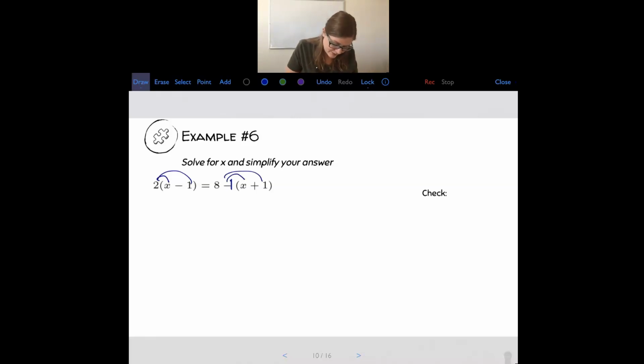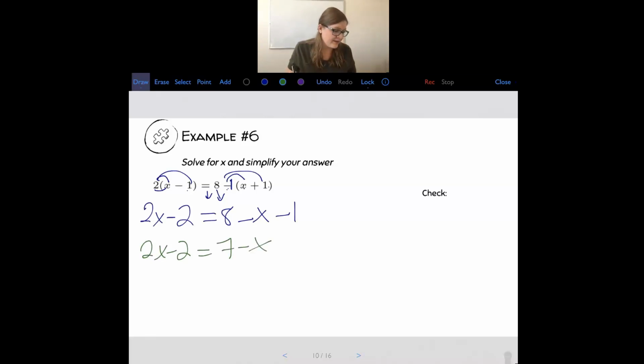Okay, so on the left-hand side, we have 2 times x, which is 2x. 2 times -1 is -2. Equal sign comes down. 8 comes down. -1 times x is -x. -1 times 1 is -1. Okay, so from here, you can combine like terms. I know on the right-hand side, we have 8 and -1. So this would look like 2x minus 2 is equal to 7 minus x. And then this follows the same way that we've done the previous problems.